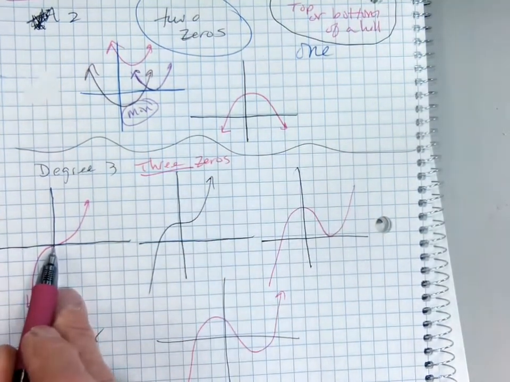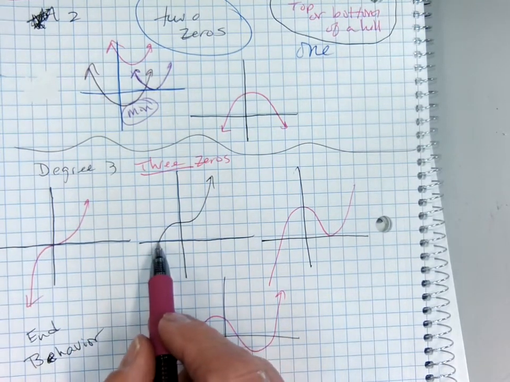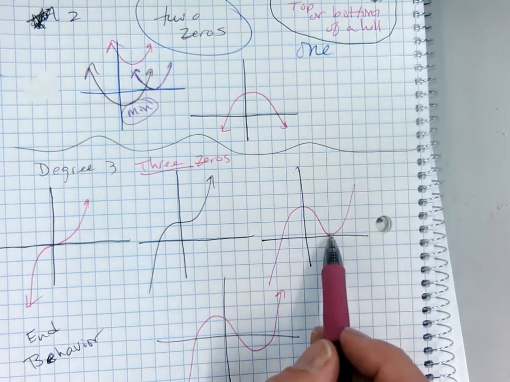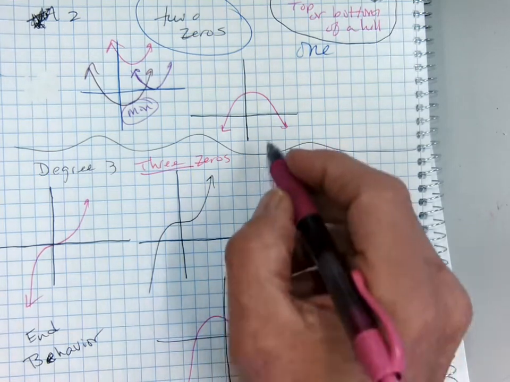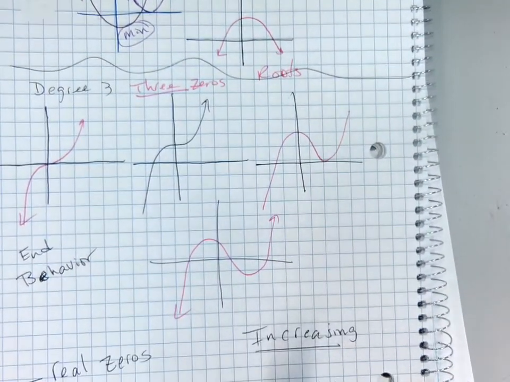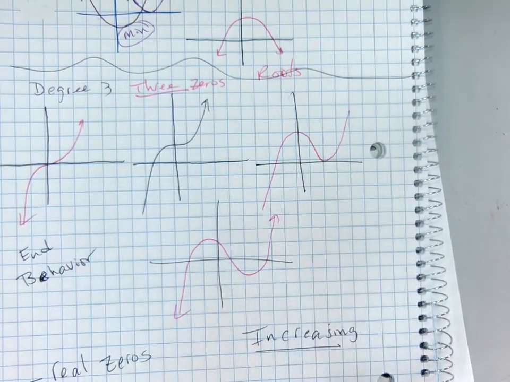This one has 1 zero, but it repeats itself 3 times: 0, 0, 0, okay? This one has 1 real zero and then 2 imaginary. This one has 1 real here and then what we call multiplicity, or a double root, here. Same kind of thing. And then this one will have 1, 2, 3 real roots, okay?